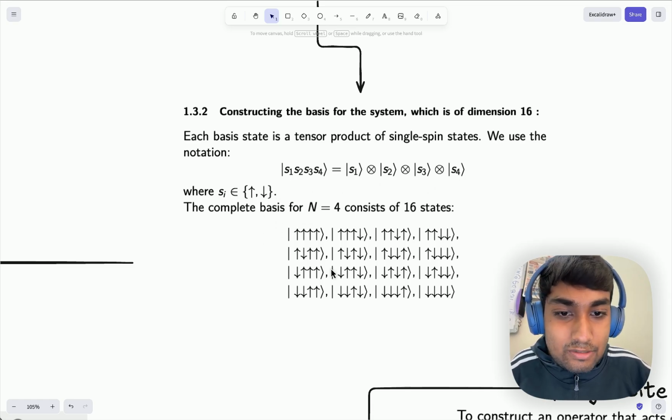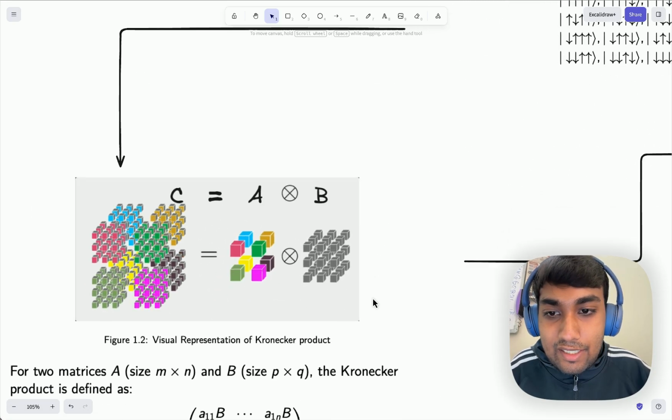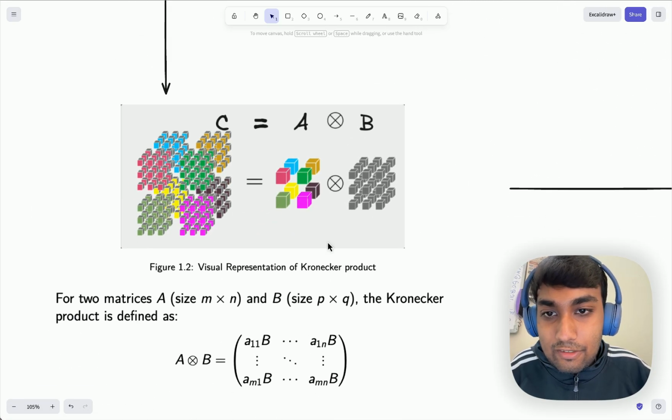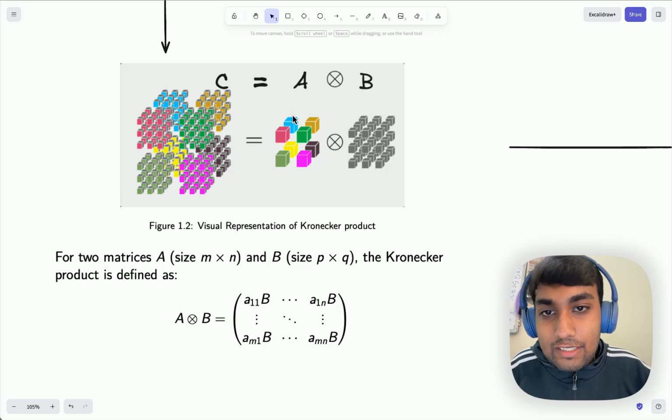There would be 16 possible spin combinations here, as you can see. After this, we will define a new type of product, which is called the Kronecker product. By this visualization, you can see how it works. You can see how it's getting multiplied here and how it's getting duplicated in this whole lattice form.